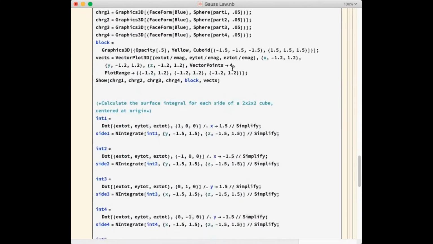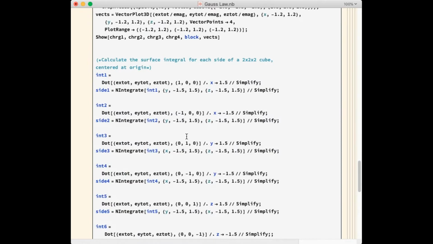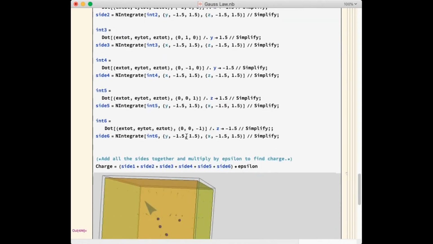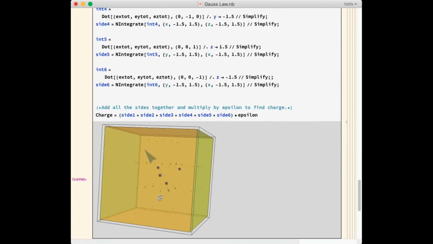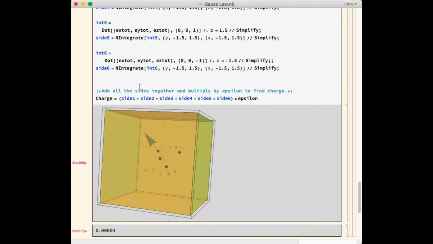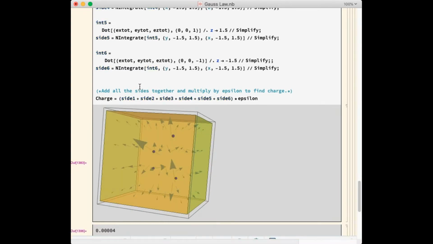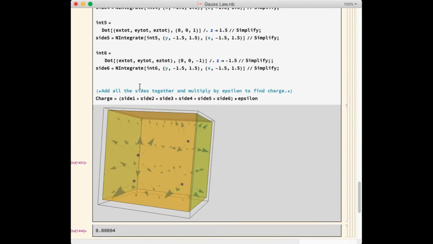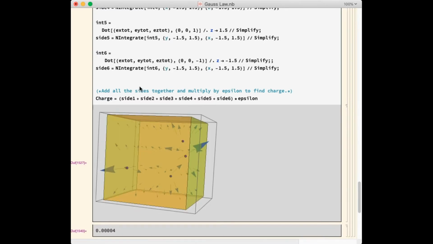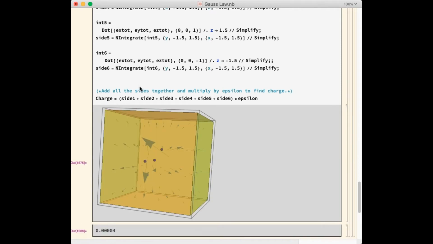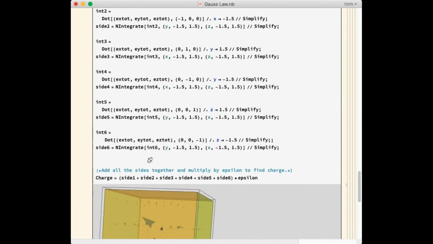So here I'm essentially doing the same thing, but now I'm summing the flux over a cube instead of over a sphere. But I still have 4 different charged particles in the cube. They have the same charge, and I can run this again over and over again. The particles move around, but as long as they are inside my cube here, then when I do this integral and I multiply by epsilon, I calculate the amount of charge within the rectangle.